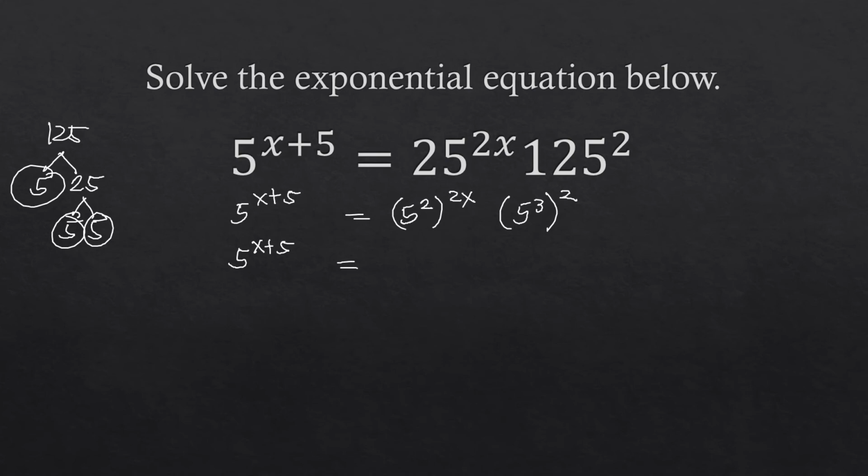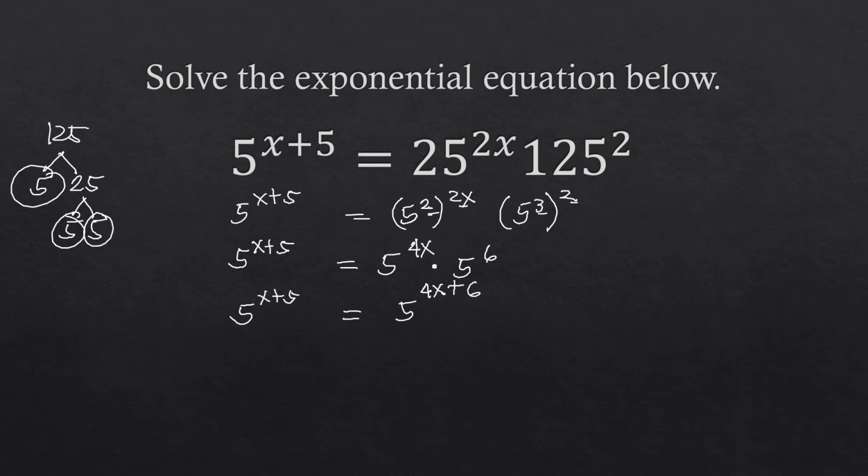This is equal to, power rule again, 5 to the power of 2 times 2x, that will be 4x on the exponent. And then power to power rule again, so we have 5 to the power of 3 times 2, that will be 6. There you go. And then we try to simplify the right side into a single base. Their bases are the same, so we just have to add their exponents. So 5 here will be with an exponent which is 4x, and then adding the other exponent.